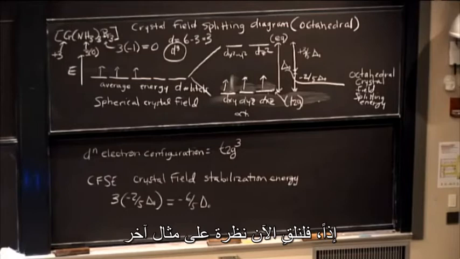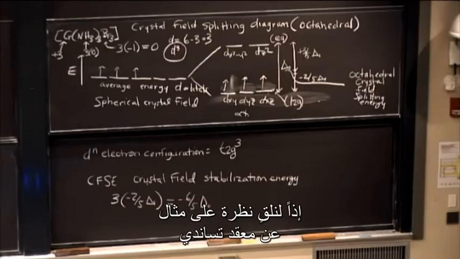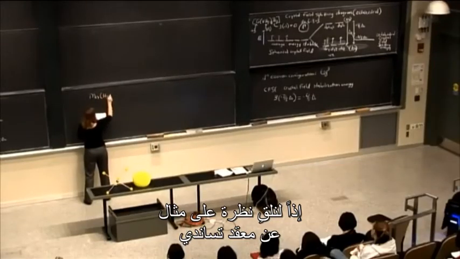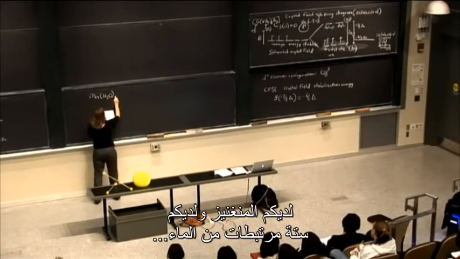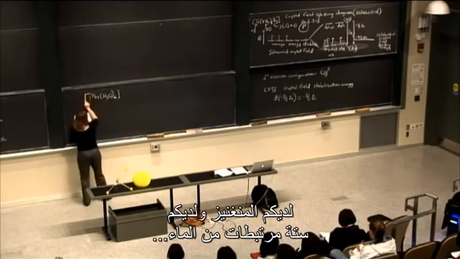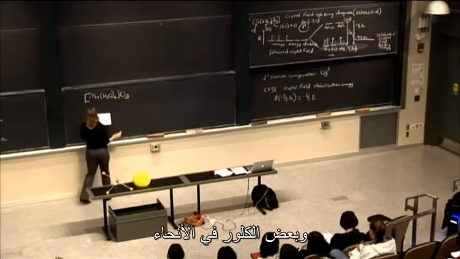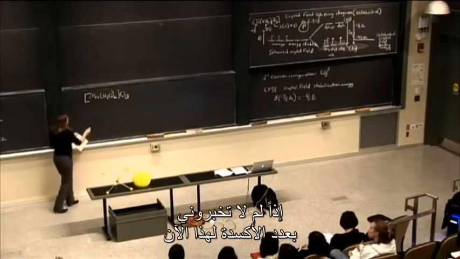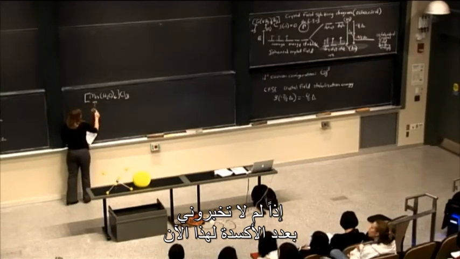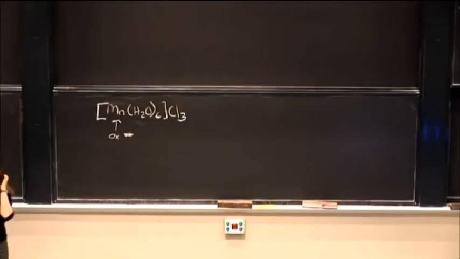So now let's look at another example. Let's look at an example of a coordination complex. You have manganese and you have 6 water ligands and some chlorides hanging around. So why don't you tell me what the oxidation number is for this now? Not the d count, but the oxidation number.